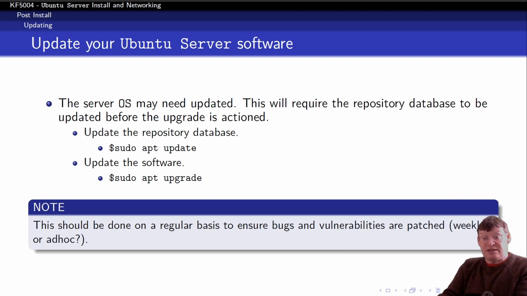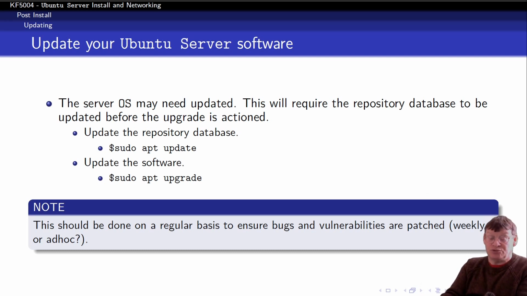The repository database keeps a record of where all of the latest versions are stored on the internet. So we need to update that so when we do upgrades, the actual software can be found. We then do the upgrade and it will take the actual latest versions from those repositories, download them and install them. You should do this on a regular basis or ad hoc, depending on what the actual update requirements are.